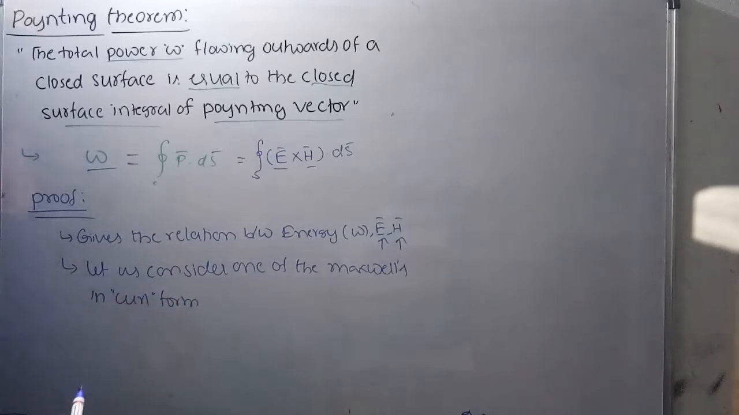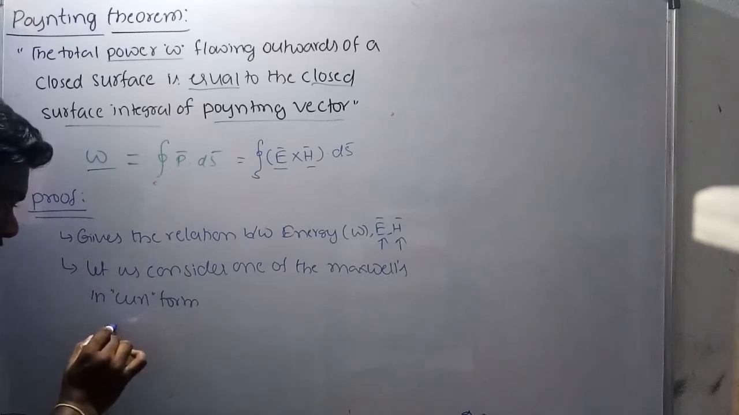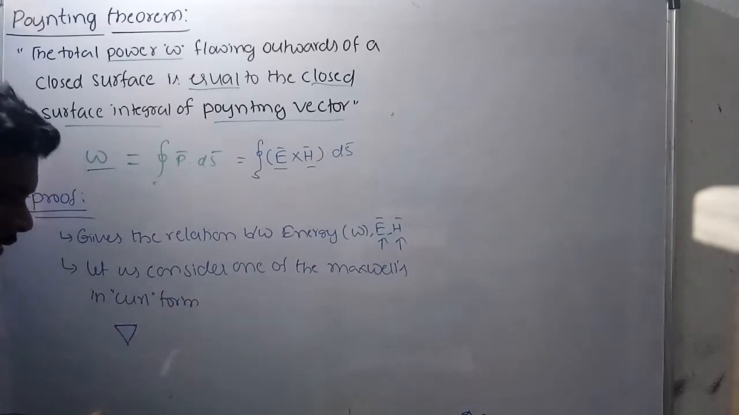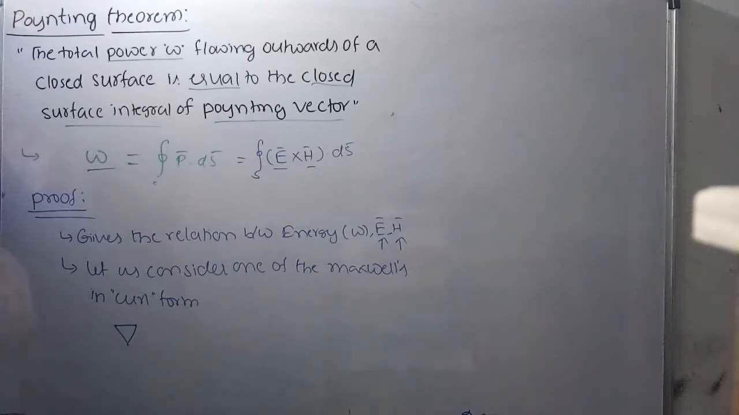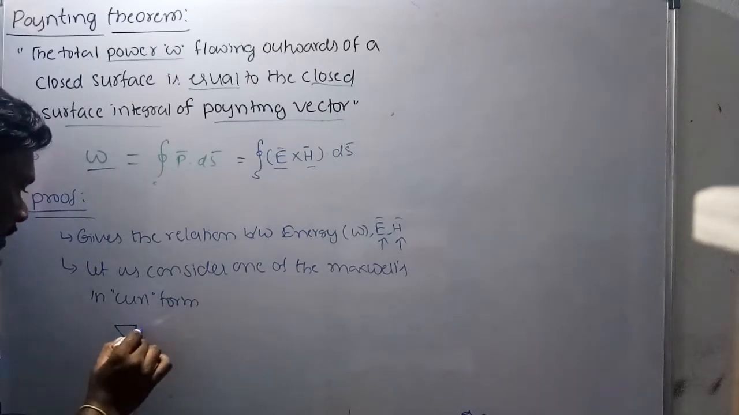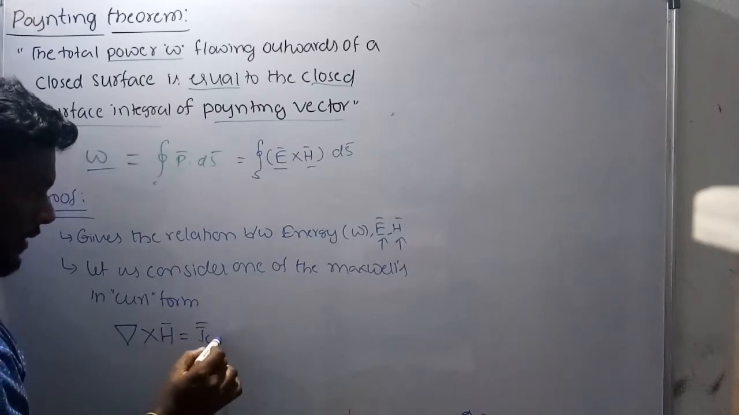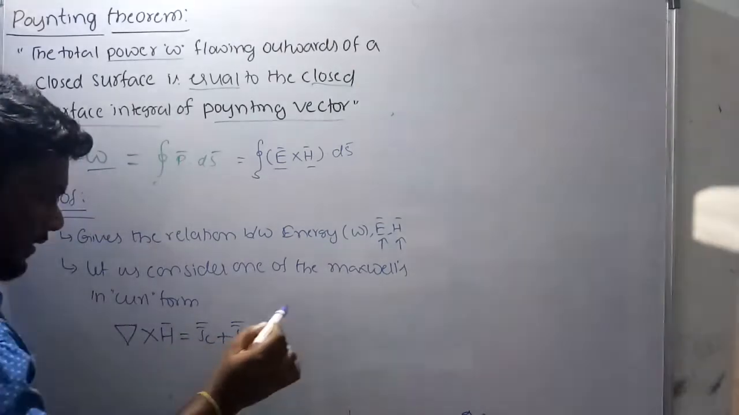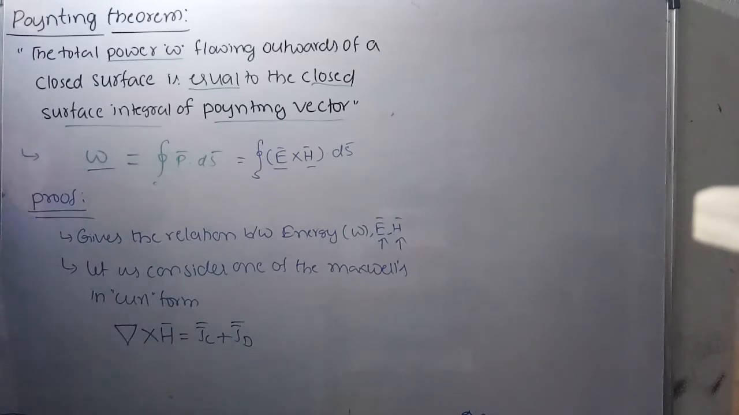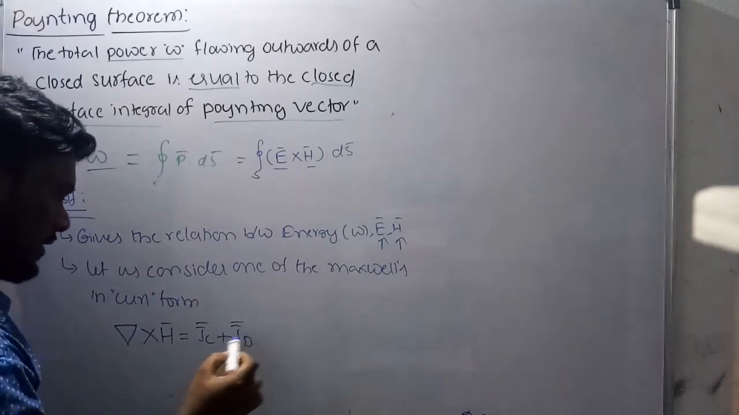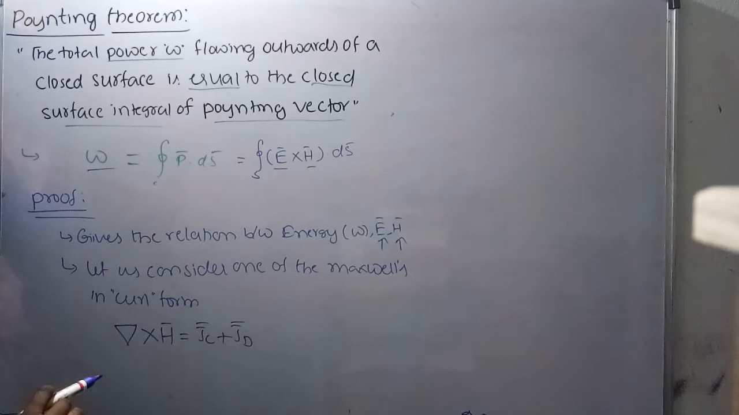So let us consider the Maxwell's equation derived from Ampere's circuital law in point form, that is del cross H bar equals JC bar plus JD bar. This is the Maxwell's equation derived from Ampere's circuital law for time varying fields. Let us consider it as equation number 1.